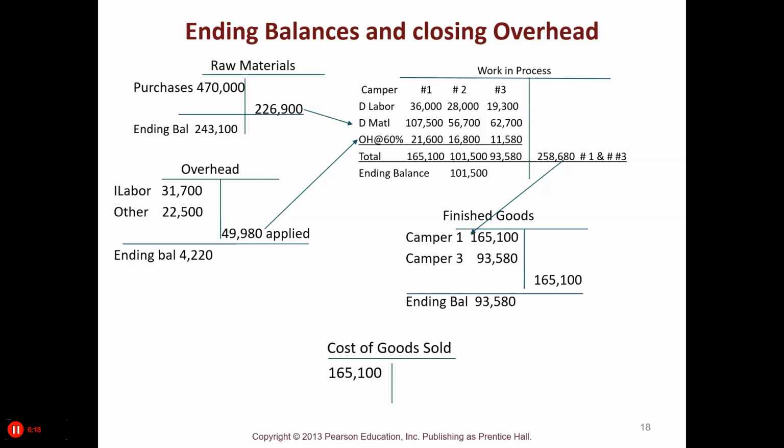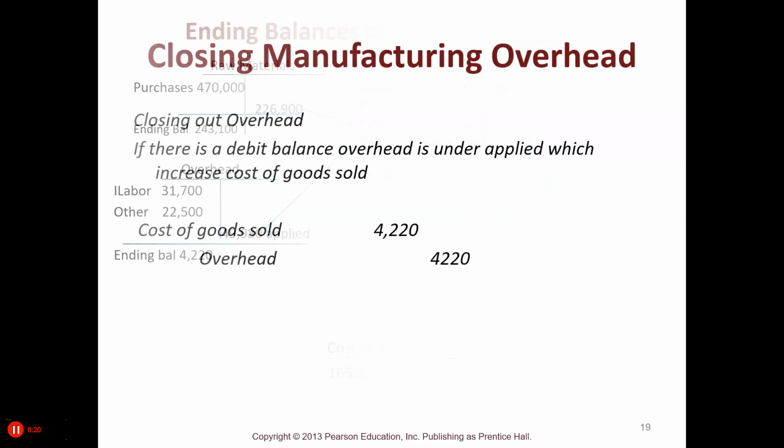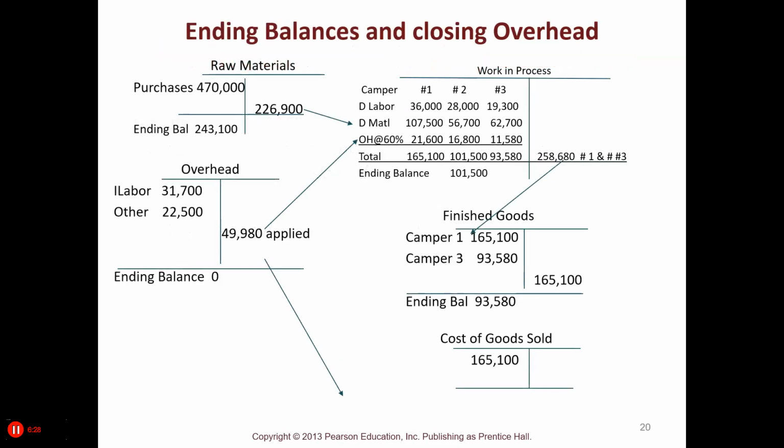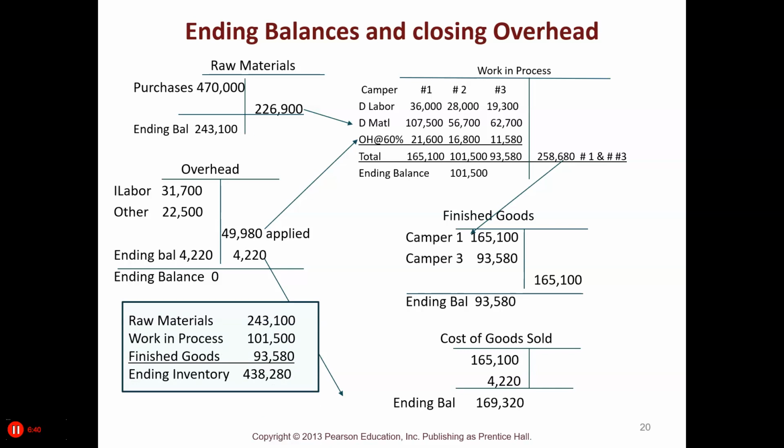So what we need to do is take that to cost of goods sold. So it's going to increase our cost of goods sold. So we zero out overhead because it doesn't appear on the financial statements, and we add it to cost of goods sold. And then our ending inventory would be 438,280. And that concludes this presentation.